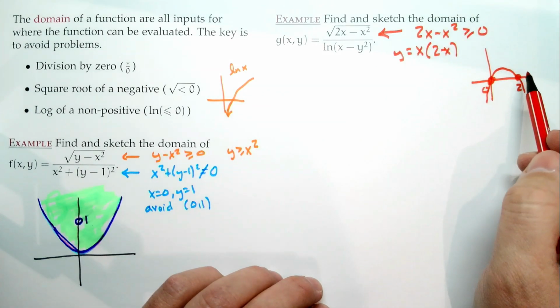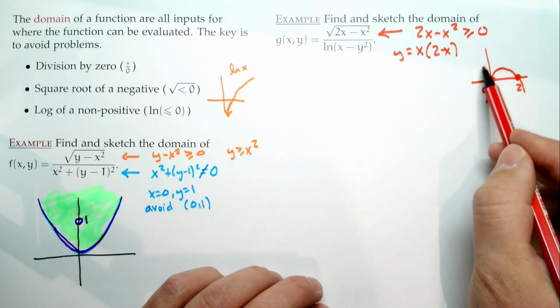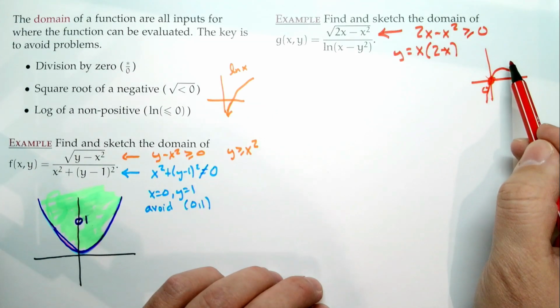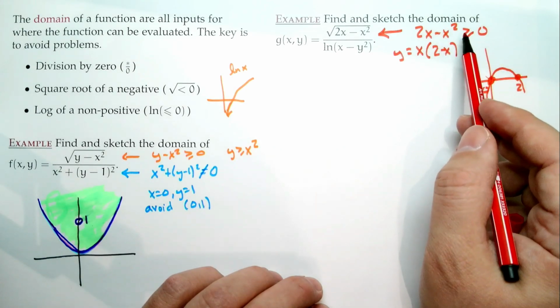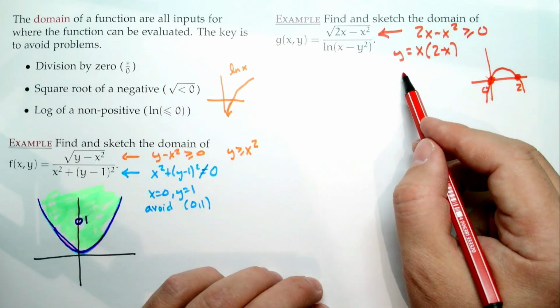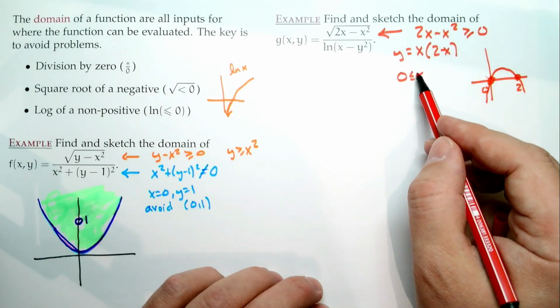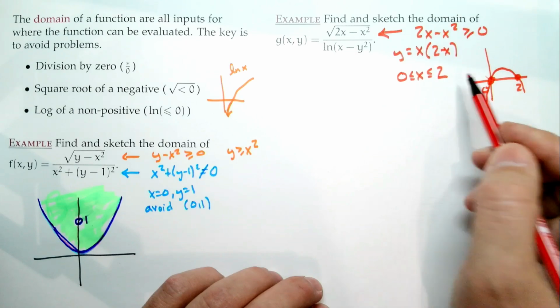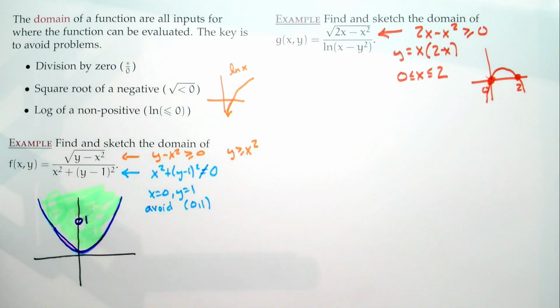So when is it greater than or equal to 0? Well, that's the part that's above the axis. So 2x minus x squared being greater than or equal to 0 becomes 0 less than or equal to x less than or equal to 2. So I have to have that x is between 0 and 2. All right. So far, that's the only restriction. What's next?